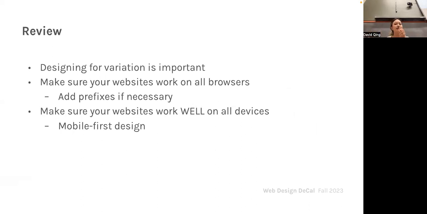Some overall review of today's lecture. Designing for variation is very important. Make sure your websites work for all browsers. Add the vendor prefixes as necessary, and make sure your website works on all devices, not just your desktop. So that employs a mobile first design.